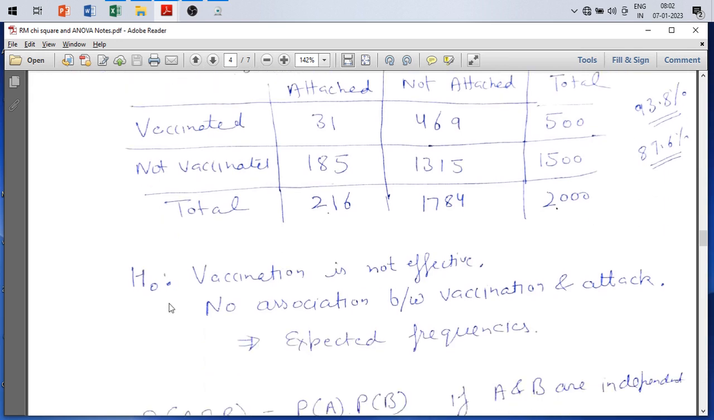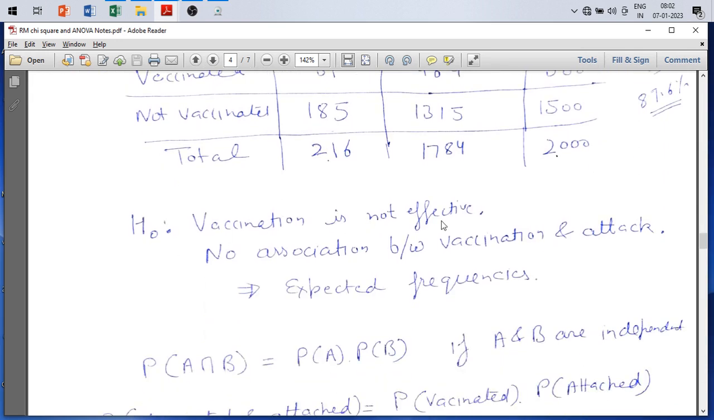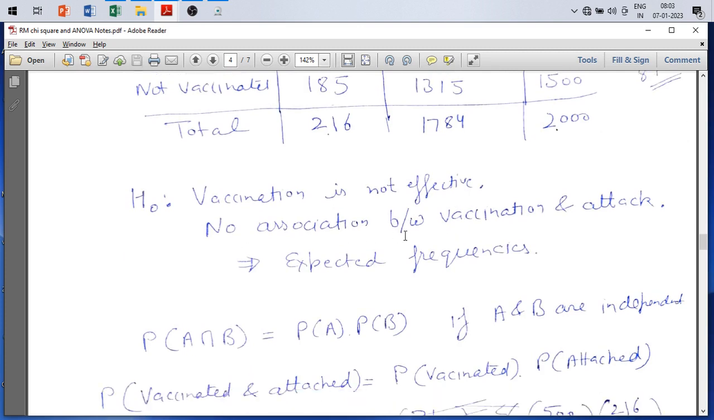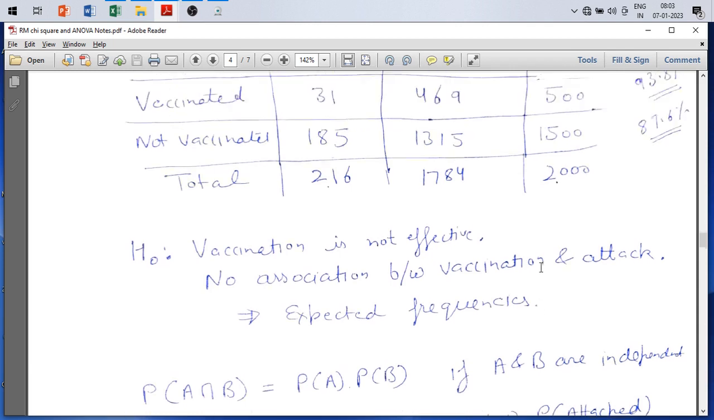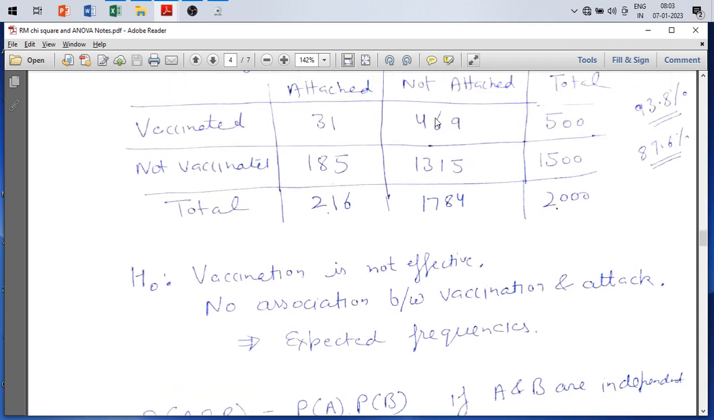Now the null hypothesis will be that the vaccination is not effective, which means, as I already explained, that there is no association between vaccination and attack. And as we did in the previous examples of goodness of fit, we have a null hypothesis, and based on that, we work out the expected frequencies. We are going to do the same thing here. See, all of these are frequencies: 31, 469, 185, 1315. These are frequencies that were observed.